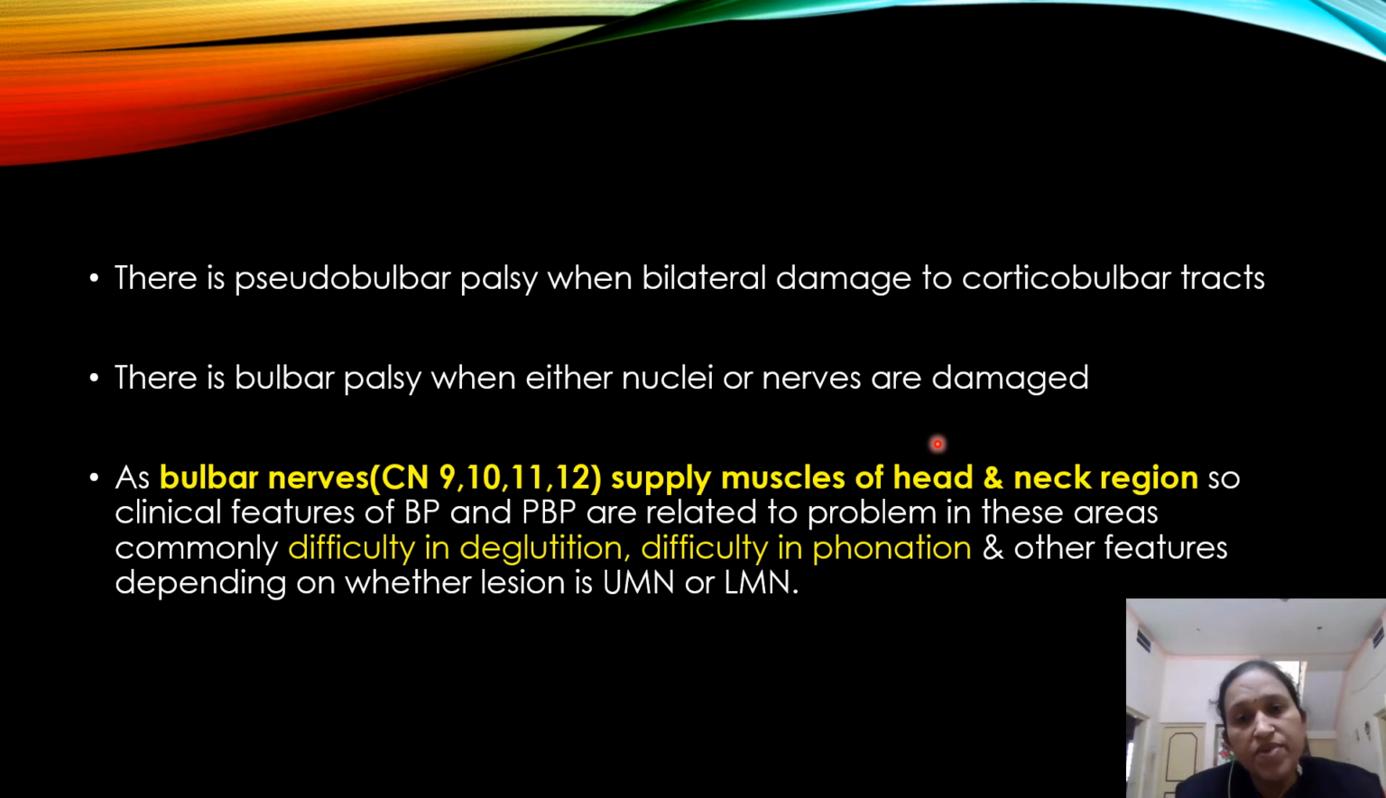Okay, so as the bulbar nerves, that is the 9th, 10th, 11th and 12th cranial nerves, supply muscles of the head and neck region, clinical features of bulbar palsy and pseudobulbar palsy are related to problems in these areas. So commonly there is difficulty in deglutition, difficulty in phonation and other features depending on whether the lesion is an upper motor neuron or a lower motor neuron type.